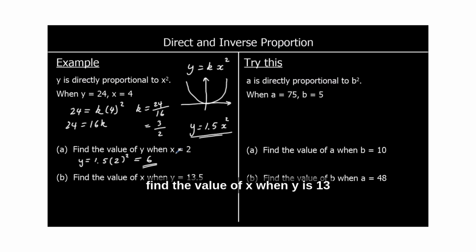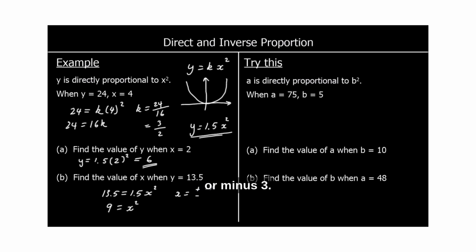Part B, find the value of x when y is 13.5. So change y to 13.5. 13.5 equals 1.5 times x squared. If we divide both sides by 1.5, how many 1.5s go into 13.5? That's 9. So 9 equals x squared. And we square root both sides. So x can be, well, plus or minus 3. So it should say values really in the question. So x could be plus 3 or minus 3.